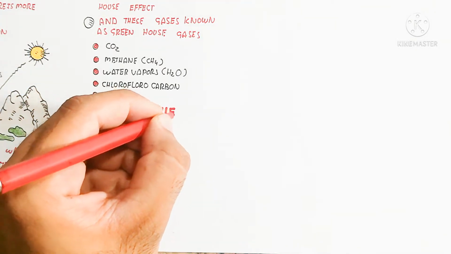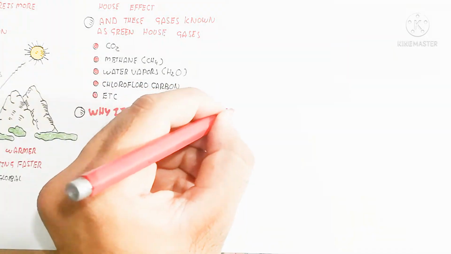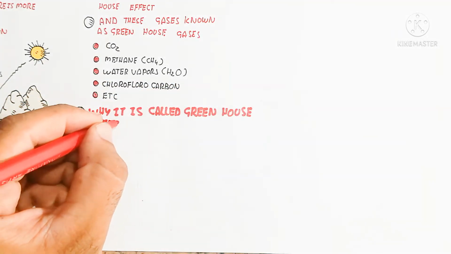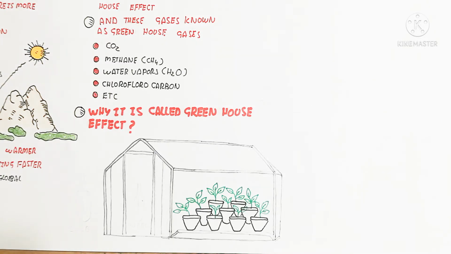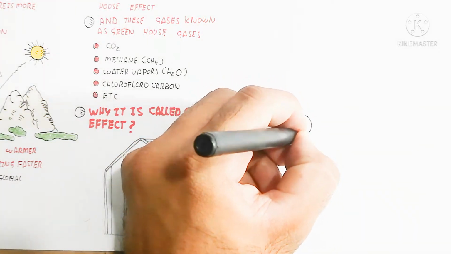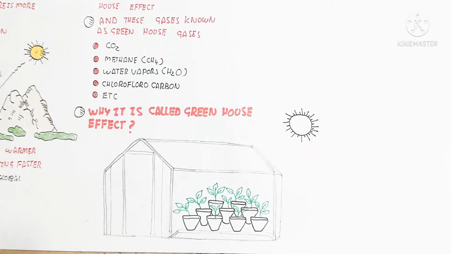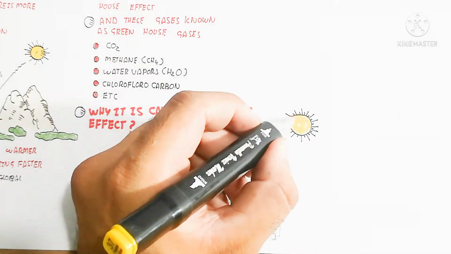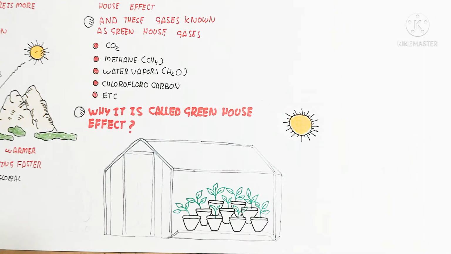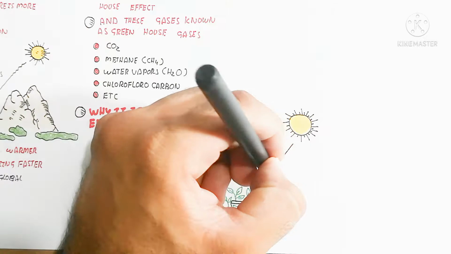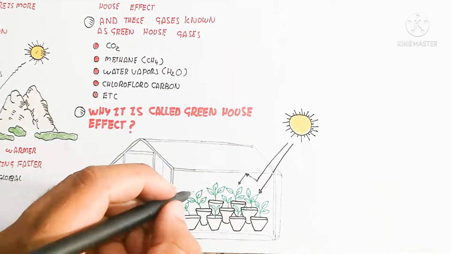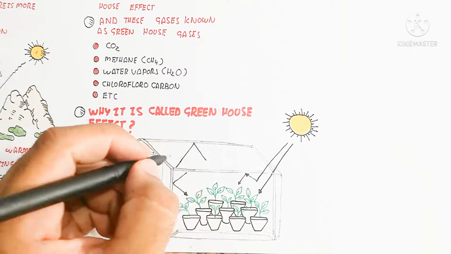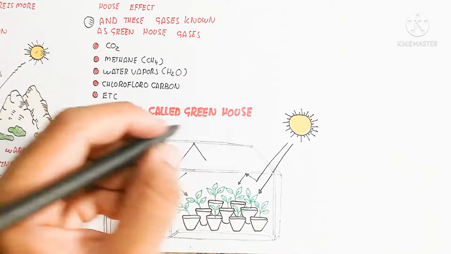So let's begin to understand. First we will look at the example of a greenhouse. We make a greenhouse with a plastic sheet covering, with the plant inside and the plastic sheet covering outside. The greenhouse is produced artificially. Light falls on the greenhouse, and the glass or plastic sheet surrounds the plant.